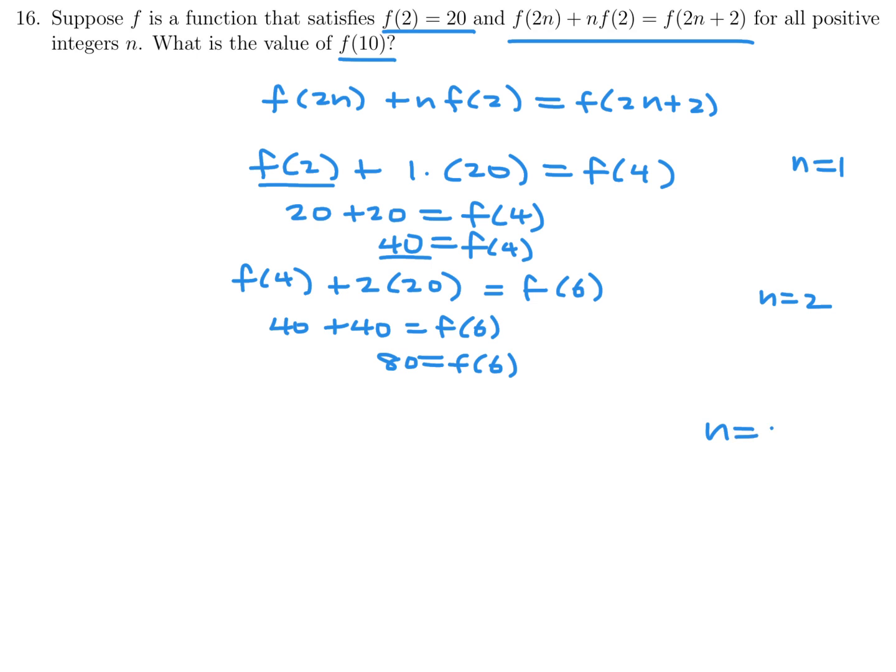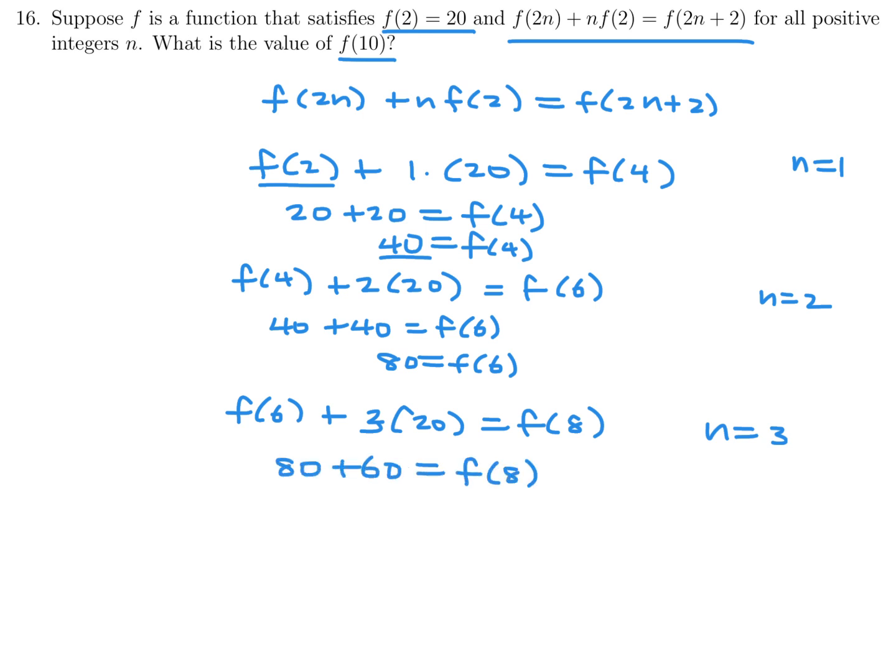Now let's do n equals 3. n equals 3, then that would be f at 6 plus 2, or sorry, 3, I should say. f at 2, which is 20, is equal to f at 8. So f at 6 is 80. So 80 plus 60 is f at 8. So f at 8 will be 140.